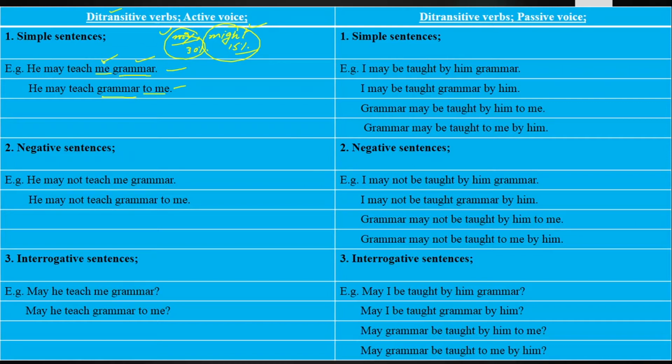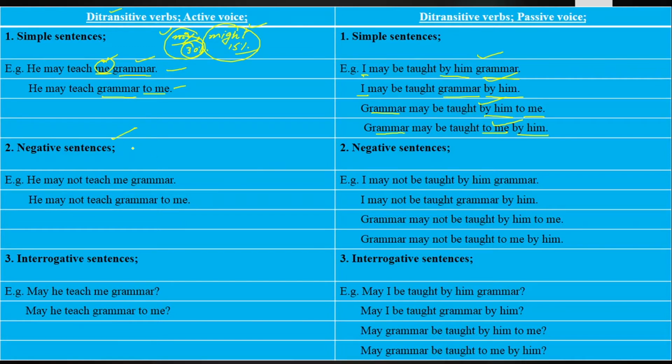First, you will bring the non-living object in place of the subject, and in the second sentence as well. Over here you will bring by him first, grammar at the end; grammar at the beginning, by him at the end. And in the third way you will bring grammar first, and in the third and fourth sentences, by him first, to me at the end; to me at the beginning, and by him at the end. Like, I may be taught by him grammar, I may be taught grammar by him, grammar may be taught by him to me, grammar may be taught to me by him. Over here, you know, there is 30% possibility of the action which might happen.